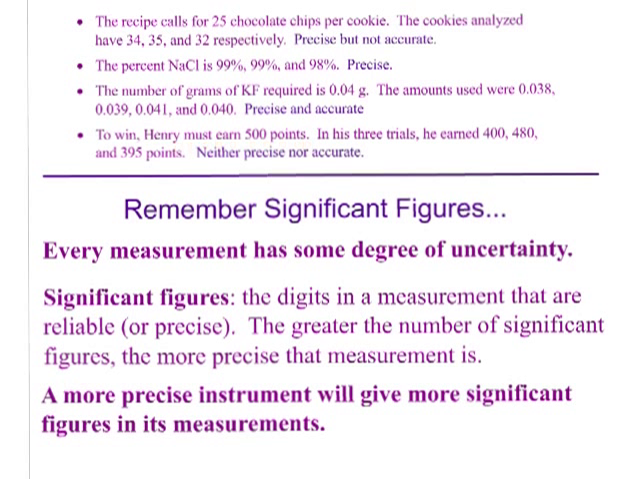And here, to win, Henry must earn 500 points. These are the points he earned. These are neither precise nor accurate.